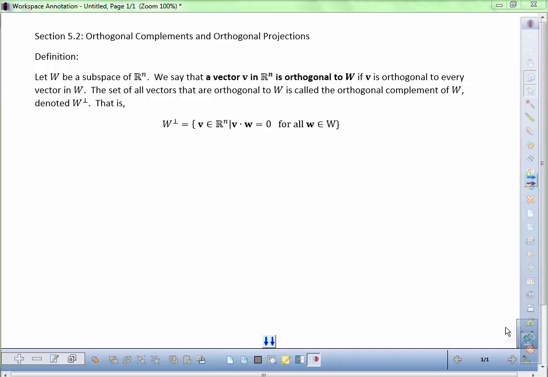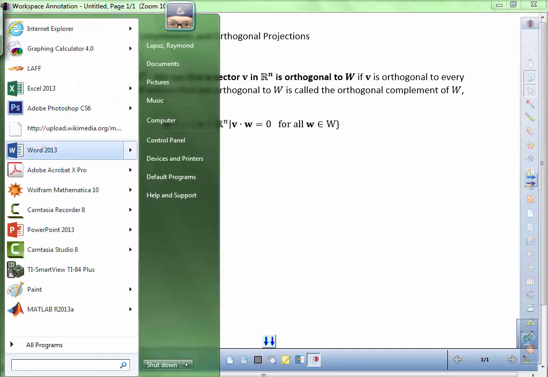5.2 talks about a subspace that's a perpendicular space. So I think I just want to give you a few examples, but not really talk about it too much, and try to include a graph in this example.